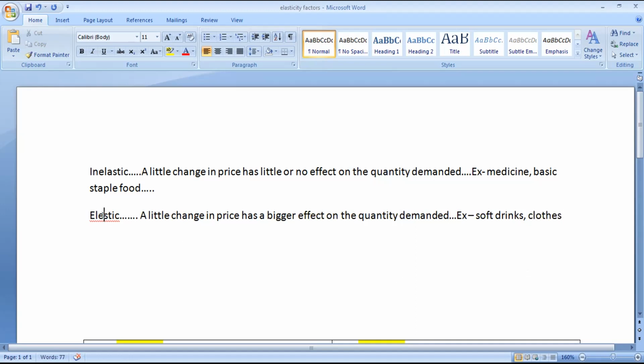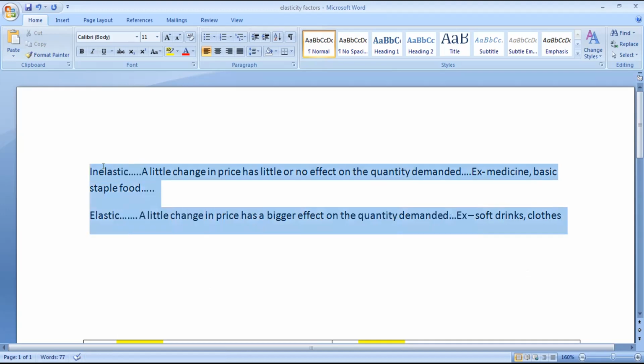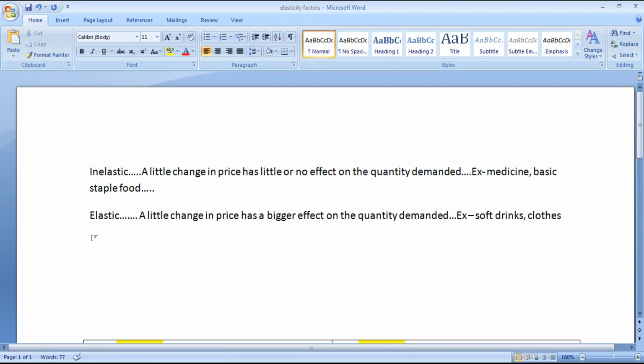So this is called elastic, and this is inelastic. You need to be very careful. Tobacco and smoking is inelastic, right? Because people still buy it. So tobacco is another example here for inelastic.